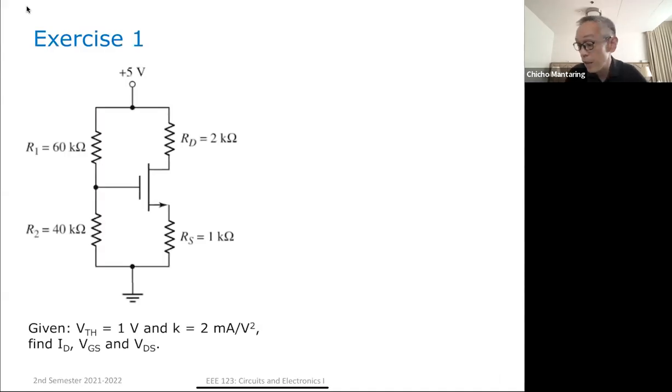Okay, I have two additional exercises here. I didn't really intend to go through this in detail, but maybe we can outline the solution and leave it up to you to work it out completely. So here is an exercise. Given VTH is equal to 1 volt, K is equal to 2 milliamperes per volt squared, find ID, VGS, and VDS. So this is ID.